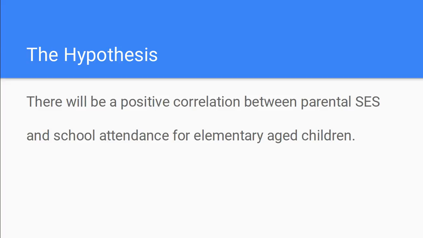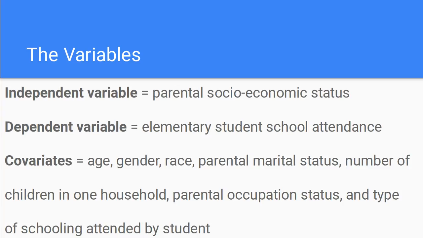The hypothesis is that there will be a positive correlation between parental socioeconomic status and school attendance for elementary school-aged children. This is to say that the more a parent makes, the more likely their child is to attend school, and the less a parent makes, the less likely their child is to attend school consistently. This is what keeps the poor poor and the rich richer, because schooling has been shown to be a positive factor in income. This is to say that the more schooling somebody has, the more likely they are to make more money.